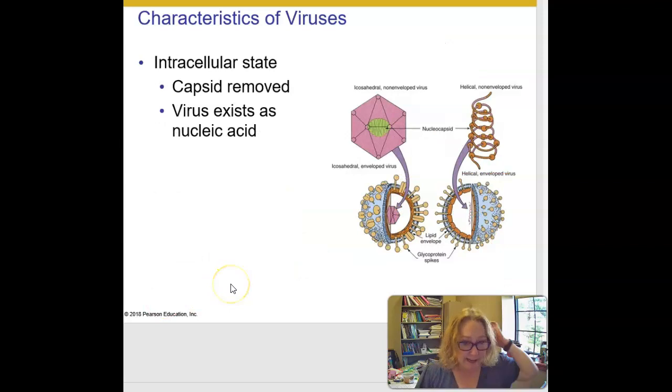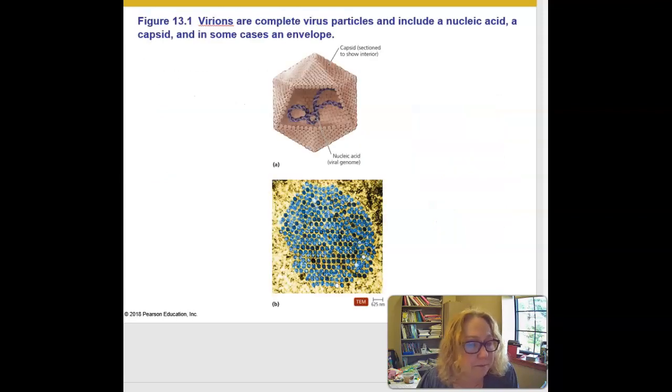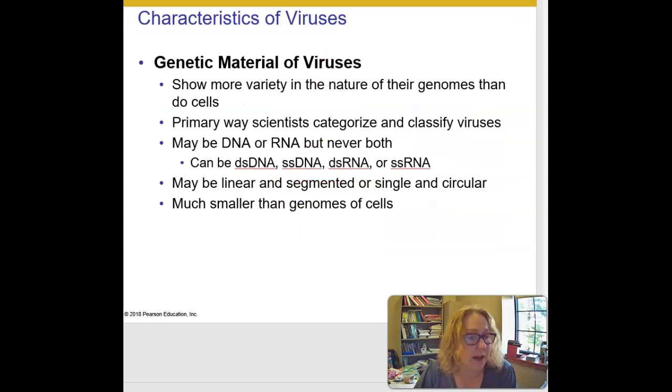Okay, the intracellular state is the virus that exists as a nucleic acid, right? This is your DNA or your RNA, depending on what you are dealing with. Again, another picture of that. Okay, genetic material. So they show more variety in the nature of their genomes than do regular cells. They're the primary way that scientists categorize and classify the viruses.